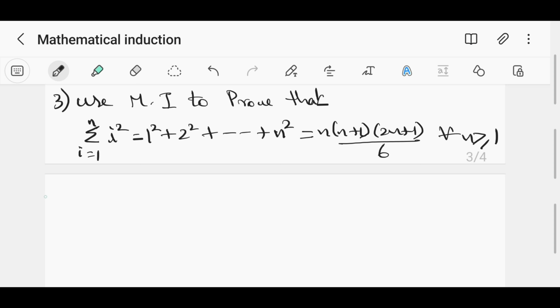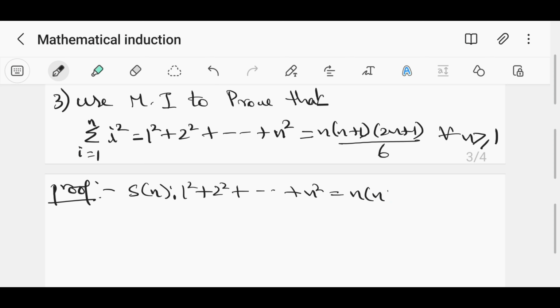So what was our first line which we used to write? We will take the statement given, that is S of n is equal to 1 square plus 2 square plus so on plus n square is equal to n into n plus 1 into 2n plus 1 divided by 6. So this is the statement given for all n greater than or equal to 1. Now what was our first step? First step is in place of n, substitute 1.